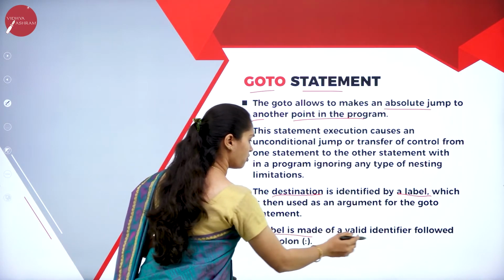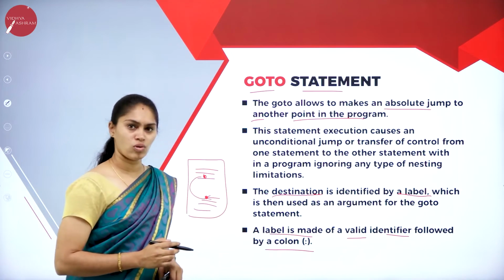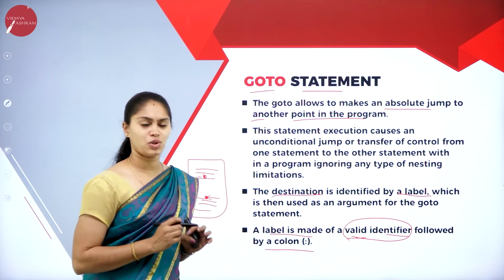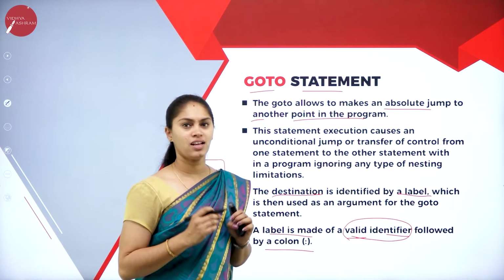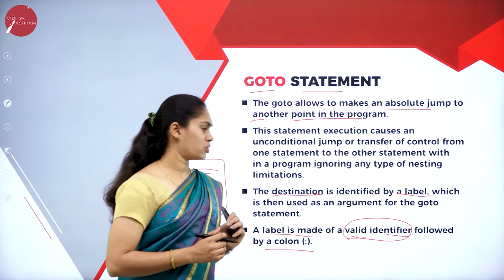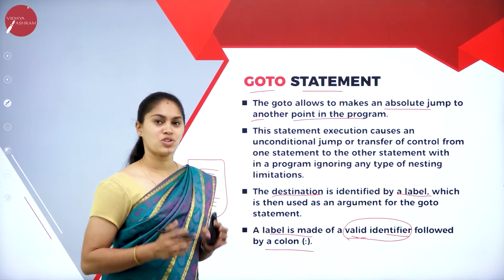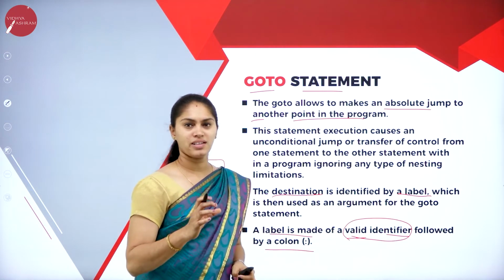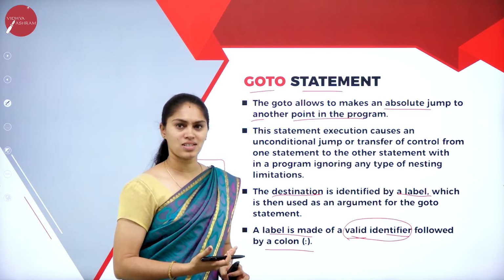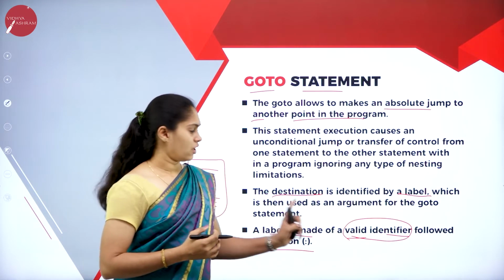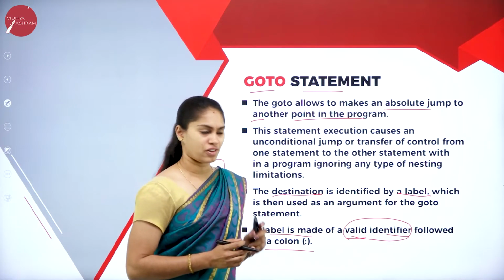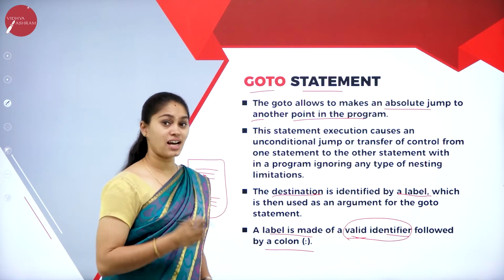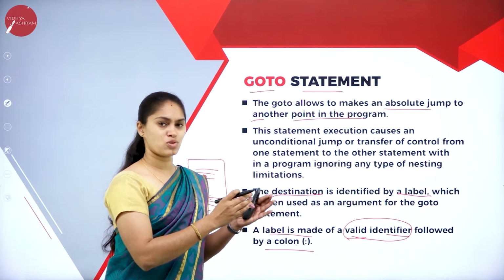And a label is made of a valid identifier followed by a colon. Already we have discussed the valid identifier. If I want to have an identifier, we have to follow several rules. If you didn't get to know about valid identifiers, go back to the session on problem solving methodology, where I have discussed the identifier concepts. That means if I am taking any variable or constant, what are the rules we have to follow in order to take any identifier. Along with that, I have to specify a colon. That indicates the destination where we are supposed to go.